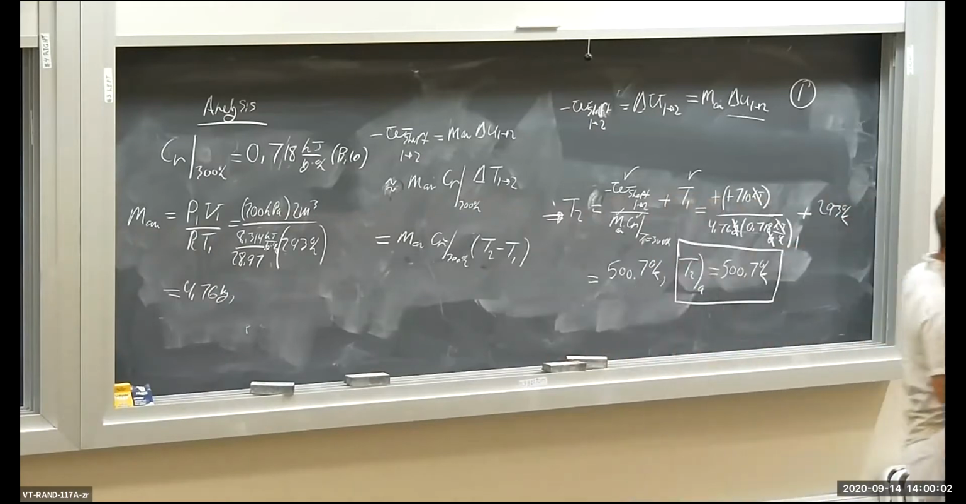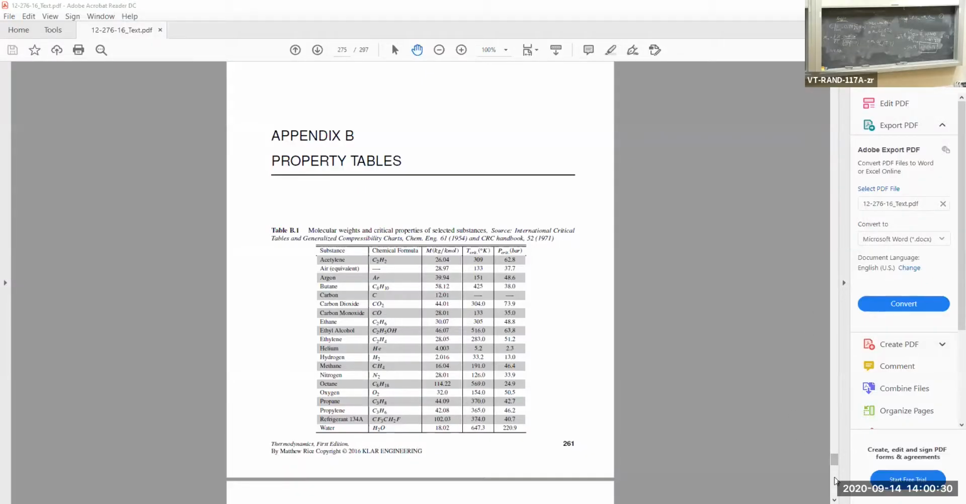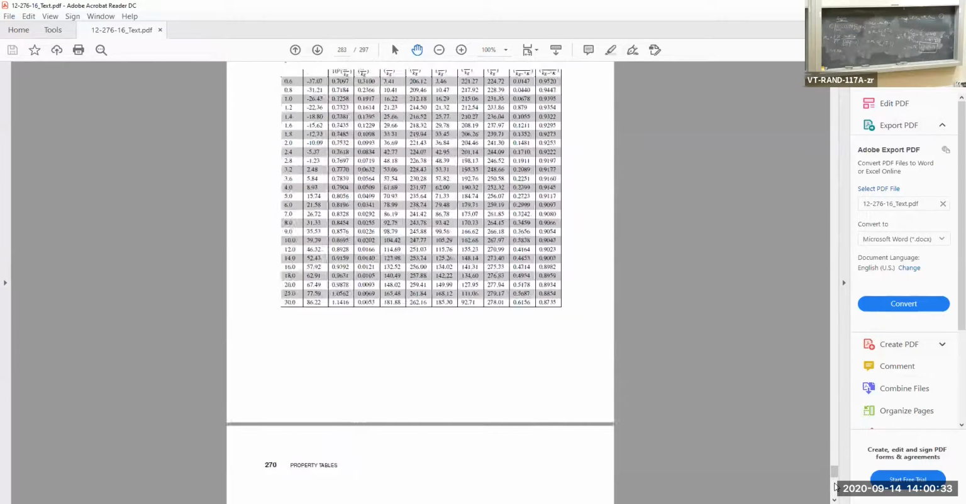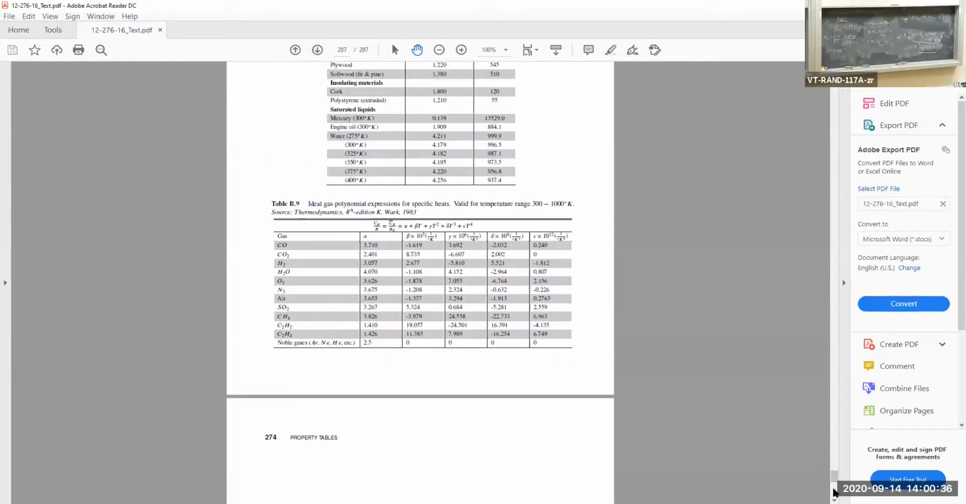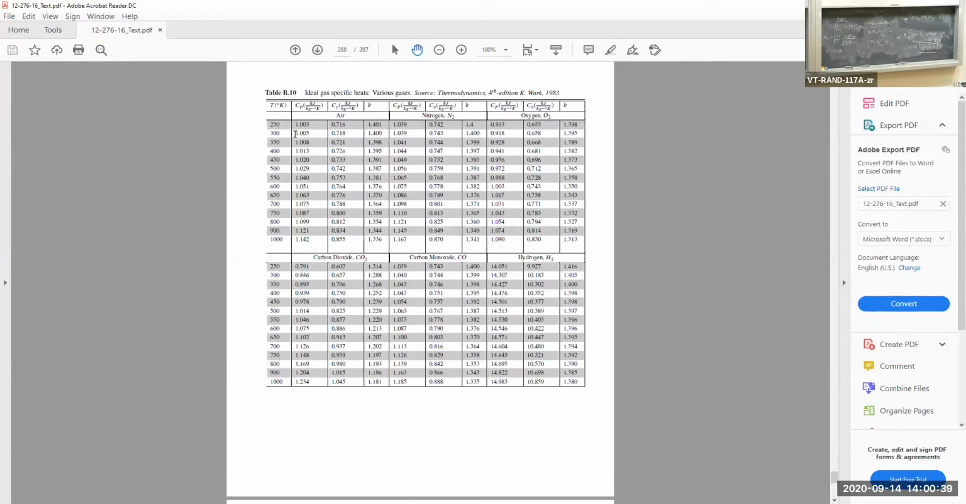Now, we were able to do this problem without looking at the air tables, giving internal energy and enthalpy. We used constant specific heat, assumed a constant specific heat value at room temperature to estimate T2. Let's try to eyeball how much error there is associated with assuming constant specific heat. So let's look at Cv here for air. We end up at 500 degrees Kelvin.